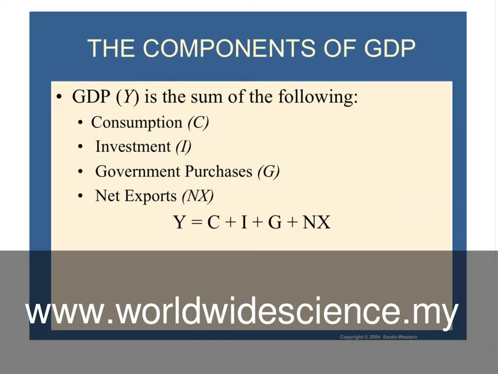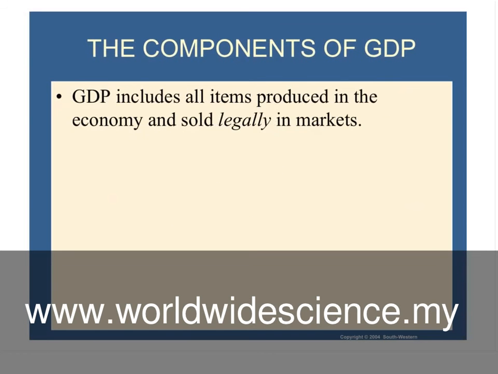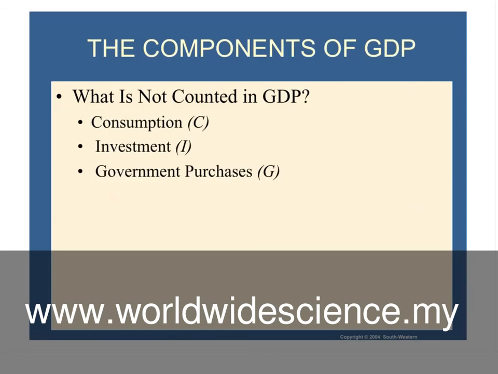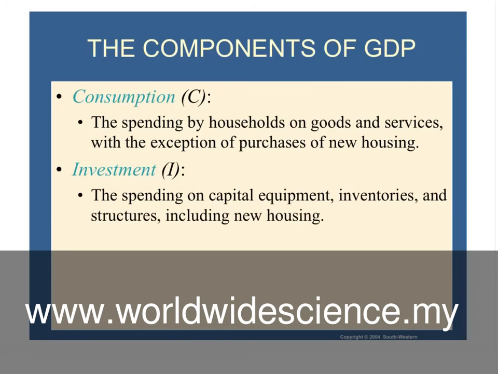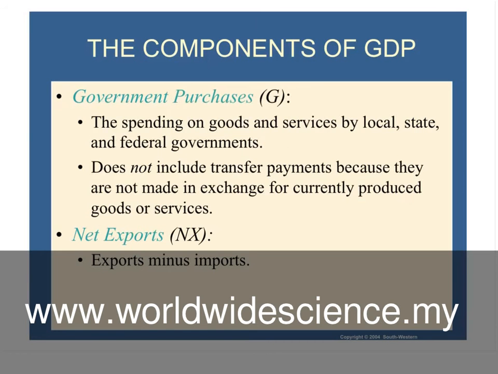Consumption is actually what people consume, as we see here, the spending on goods and services by households, minus new housing. New housing is actually investment. So capital equipment, inventory, structures, and new housing are investment. Then government purchases is spending on goods and services by local or federal governments, and net exports is exports minus imports.